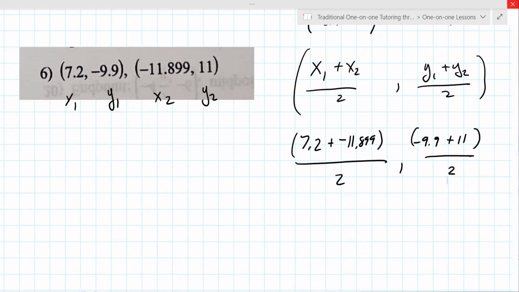Okay, so let me grab a calculator here and determine this value. So this one is minus 2.3495. And then the other one's a little nicer. It's 0.55.